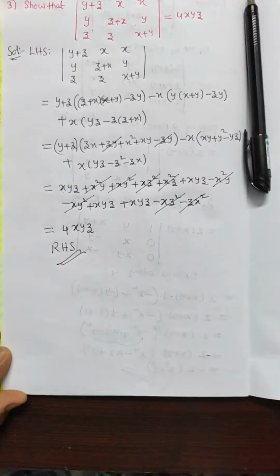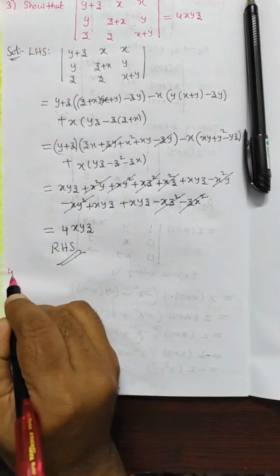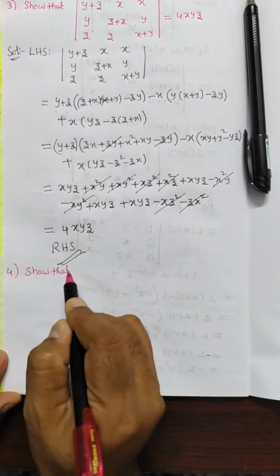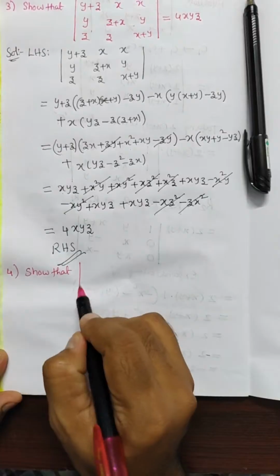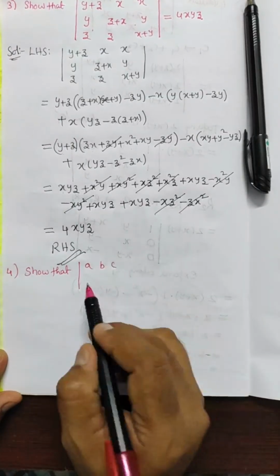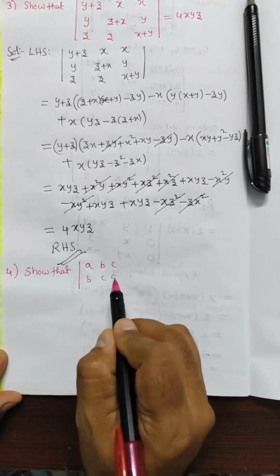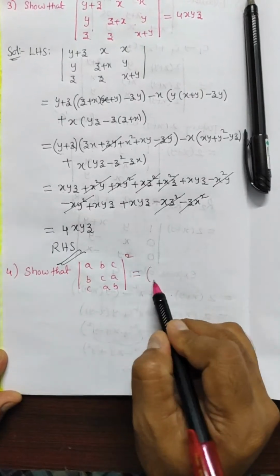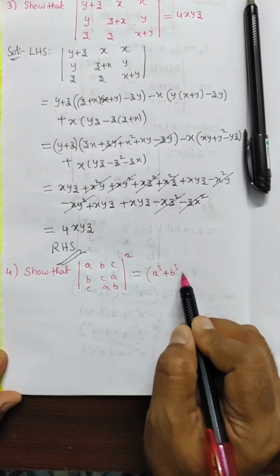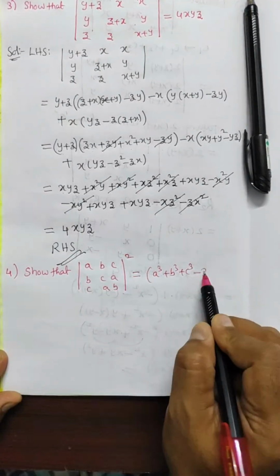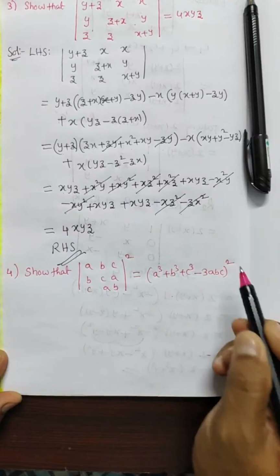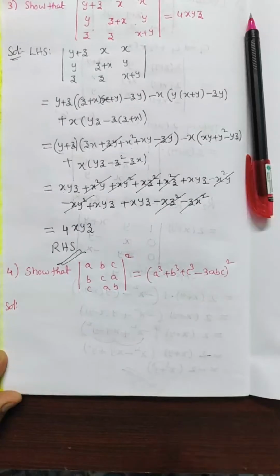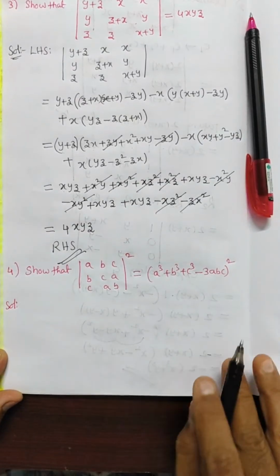Now question number 4. Show that determinant of ABC, BCA, CAB whole square is equal to (A cube plus B cube plus C cube minus 3ABC) whole square. Here you have to consider LHS.